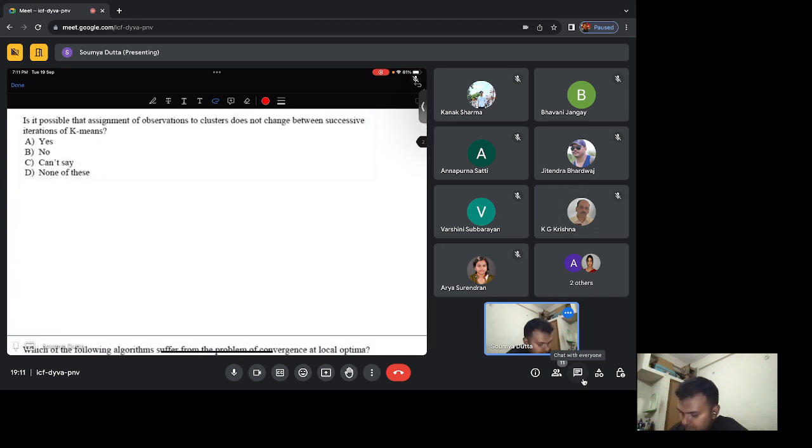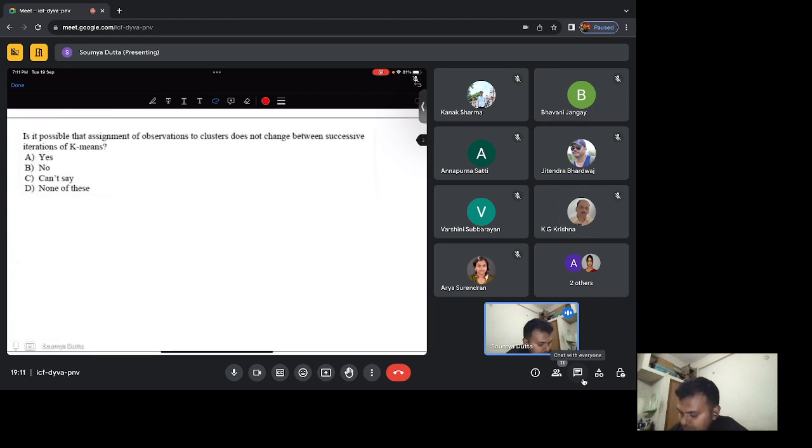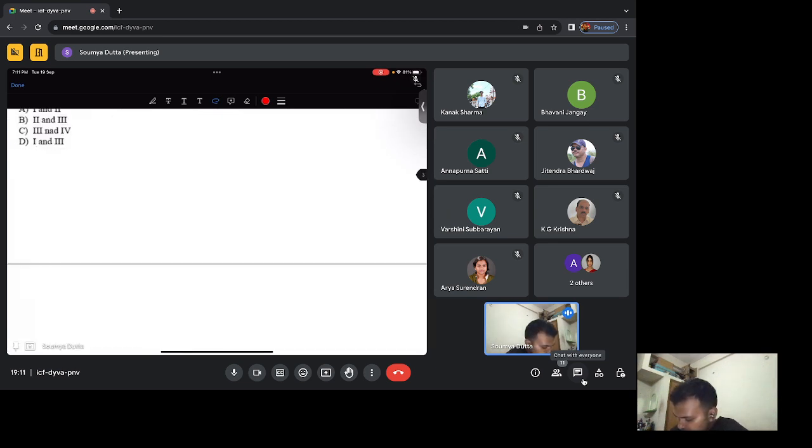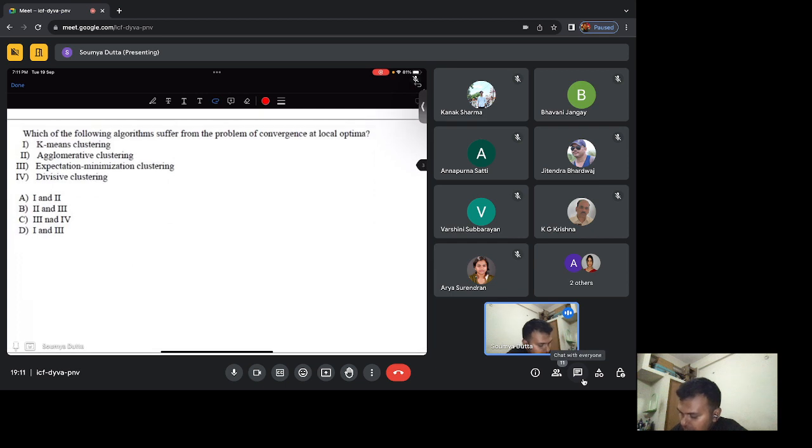Okay. The other question: is it possible that the assignment of observations to clusters does not change between successive iterations? Yes, it is possible. When the k-means algorithm has converged, it won't change between successive iterations. And the last question is, which of the following algorithms suffer from convergence at local minima?